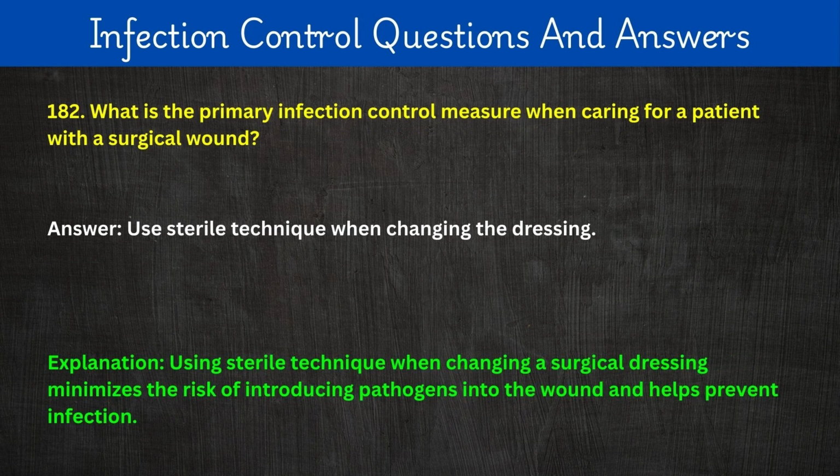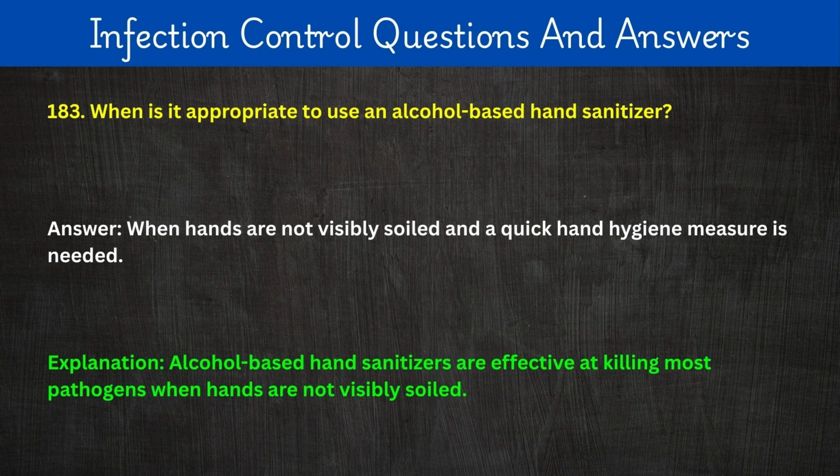182. What is the primary infection control measure when caring for a patient with a surgical wound? Answer: Use sterile technique when changing the dressing. Explanation: Using sterile technique when changing a surgical dressing minimizes the risk of introducing pathogens into the wound and helps prevent infection.